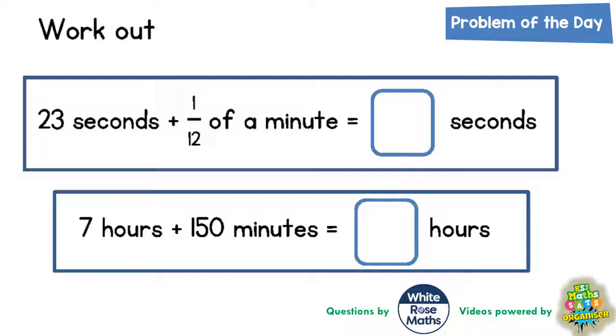So we've got 23 seconds plus 1/12 of a minute. Now, the first thing to notice here is that we're mixing units. We've got one question with both seconds and minutes in there. So we need to figure out what 1/12 of a minute is.